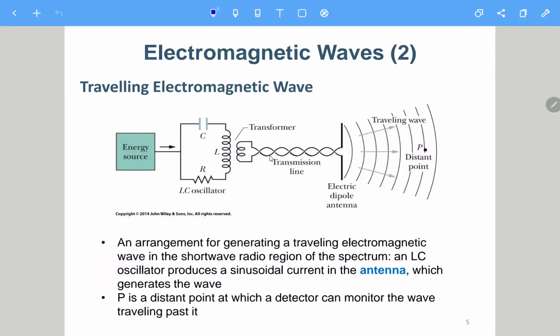So here we see a setup for generating the electromagnetic wave. Here is an energy source, something like a battery, and it provides some electrical energy. Then this is an RLC circuit, so it will oscillate with a frequency near, the frequency will be around 1 over square root of LC.